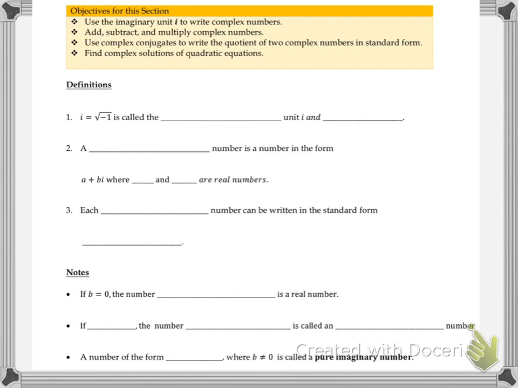All right. Well, i is equal to the square root of negative 1. And this is called the imaginary unit i. And i squared, well, if i is negative 1, then if you square that, i squared equals negative 1. Okay. And so a complex number, the definition for a complex number is a number in the form a plus bi, where both a and b are real numbers.